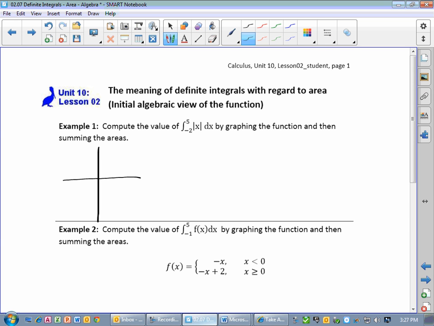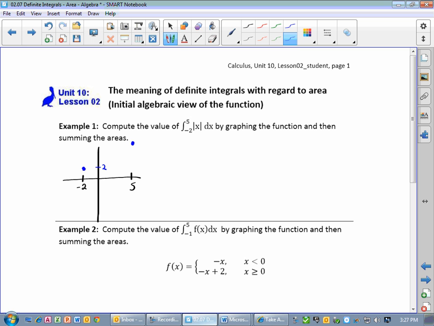Now our lower bound for this integral is what x value? -2, and the upper bound is 5. So on my x-axis, all I'm really concerned with is from -2 up to 5, at least for now. We're going to substitute in our values. Plugging -2 into the absolute value of x, we get 2, so I'll have a y value of 2. And if we substitute in 5, we get 5.